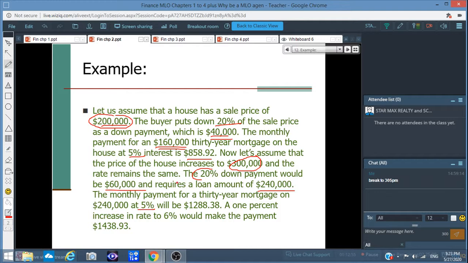At the same 5%, your payment is going to go to $1,280. $400 difference. An increase of 50%. Now, a 1% increase, if your mortgage is 5% and now 6%, it goes up to $1,438. So it's an $800 difference now, close to $600 difference, big difference.